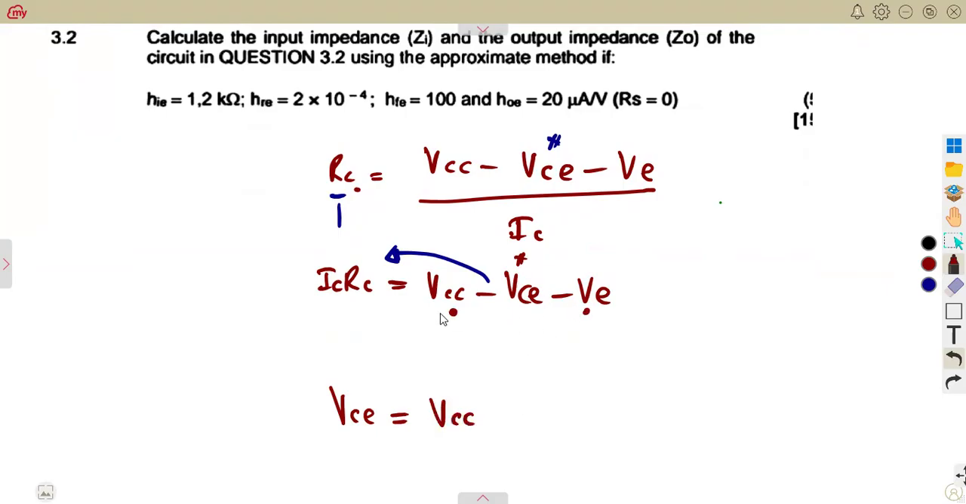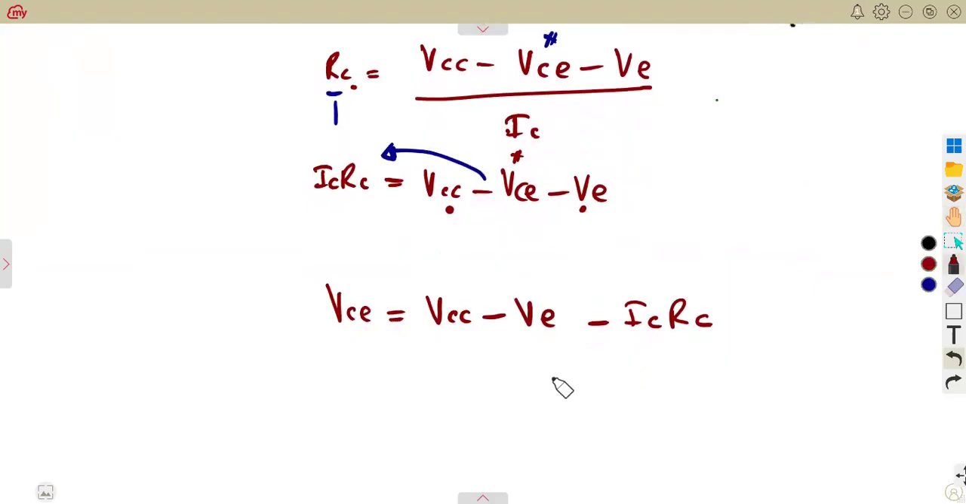So it will be VCE is equal to everything that we have on the right-hand side, the VCC. We also have the minus VE. Then we take the IC RC this side so that it becomes a negative. It is a positive. The moment it crosses the equal sign there, it becomes a negative. Be very careful as you manipulate your formulas. So that is the formula that we are going to use to calculate VCE.